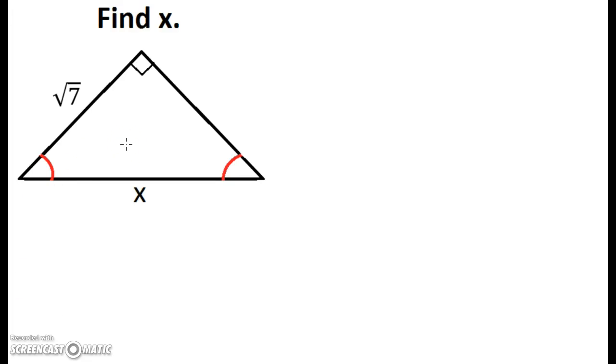All right, we got one more video where we are going to find the side of a triangle using basic trigonometry. So we want to find x. X is the hypotenuse of this triangle. I'm going to go ahead and label that this side is the hypotenuse.